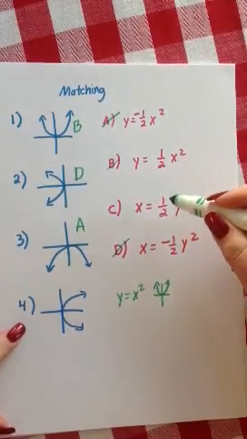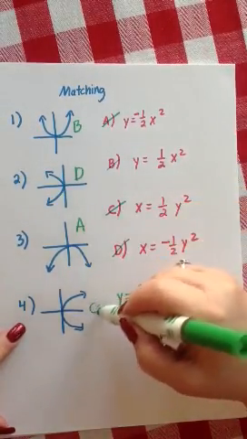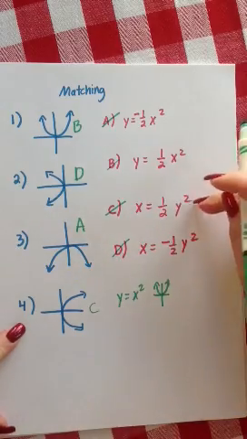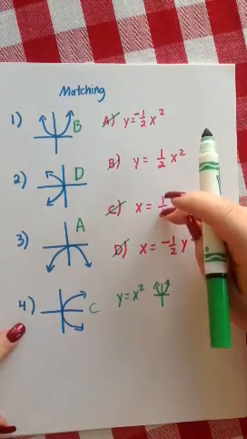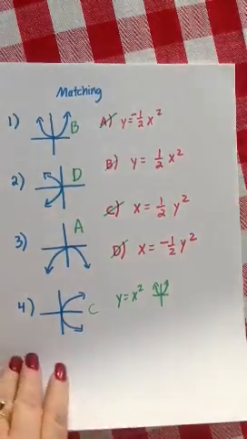Which just leaves us with c for this one because it opens to the right, so the y is squared and it's positive because it opens to the right. All right.